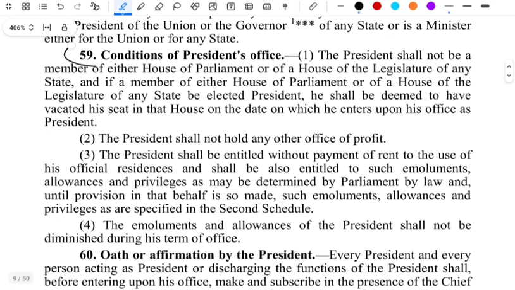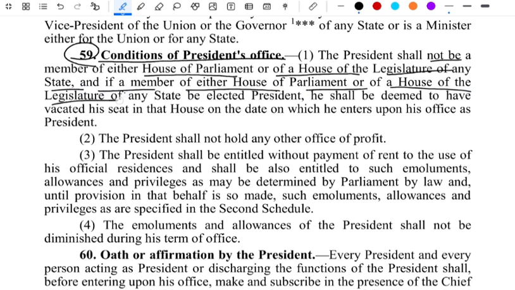Okay. Next is Article 59. That is the conditions of the President's office. The President shall not be a member of either House of Parliament or of a House of the Legislature of any state, and if a member of either House of Parliament or of a House of the Legislature of any state is elected as President, he shall be deemed to have vacated his seat in the House on the date on which he enters upon his office as President.